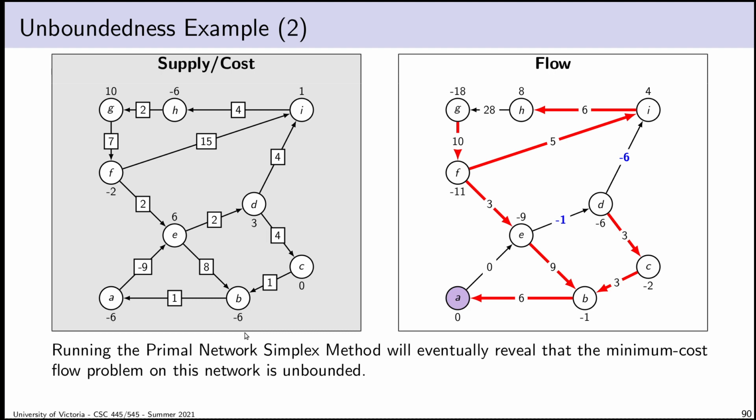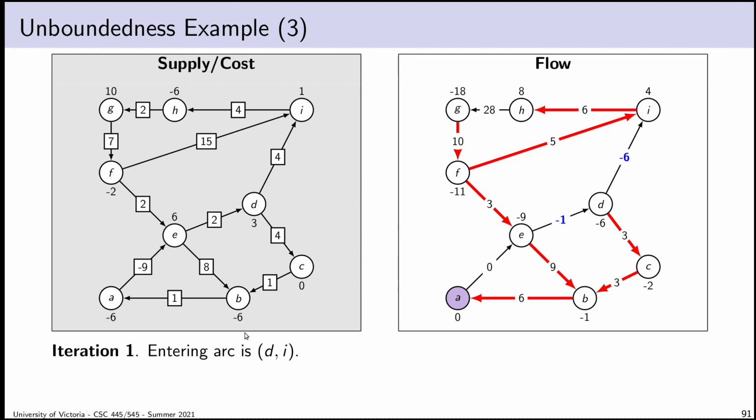So if I run the primal simplex method, what I'm eventually going to reveal is that the minimum cost flow problem is unbounded, that there is for some reason a way not only to save money, but to actually make an infinite profit by sending flow through this network. And I want to walk through the example in some detail. I want to actually do the pivots.